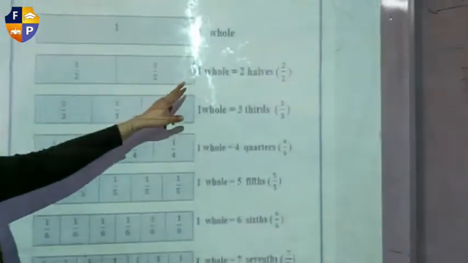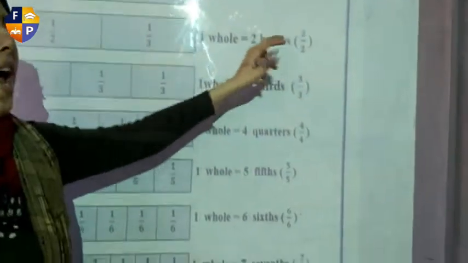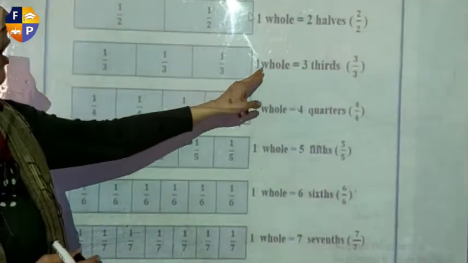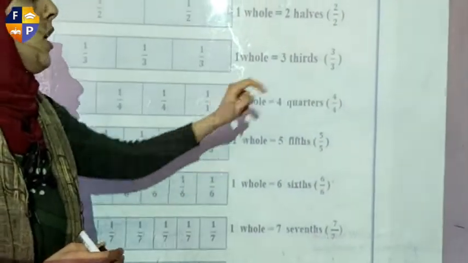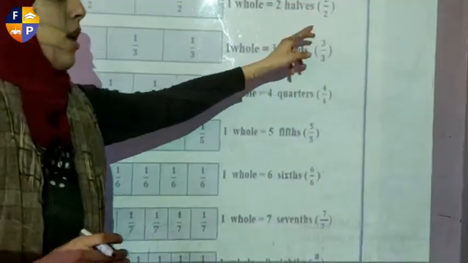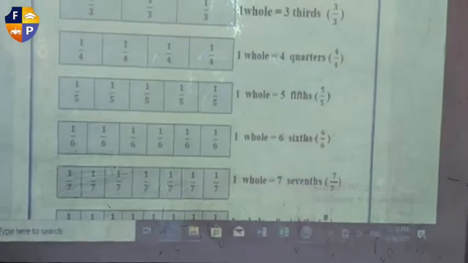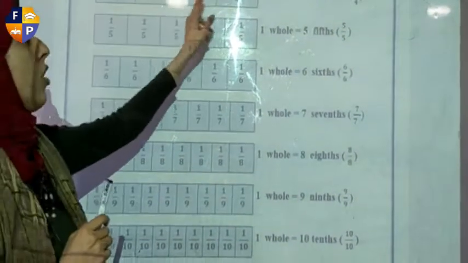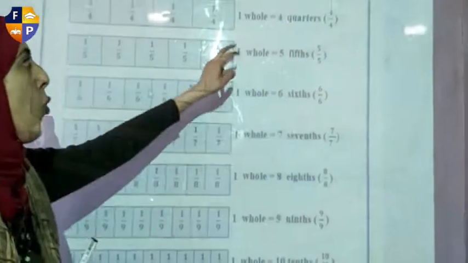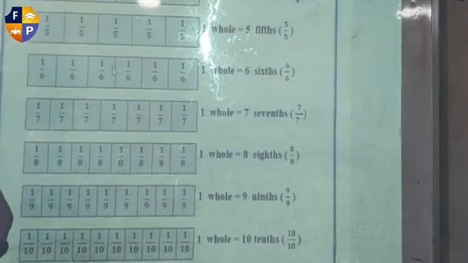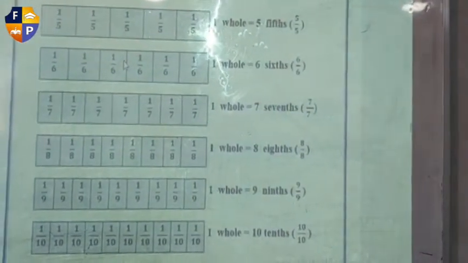I can divide the one whole into 2 halves. 2 halves means 2 over 2. I take 2 parts from the 2. I can divide one whole into 3/3, or one whole equal 3 over 3. I can divide one whole into 4 quarters. One whole equal 4 over 4. This means I take the 4 parts from the 4. I take the whole 1.